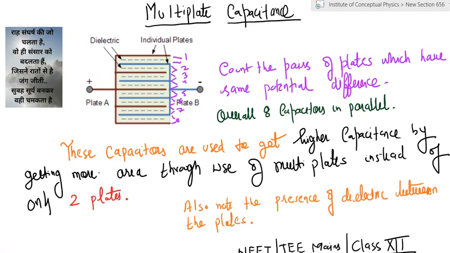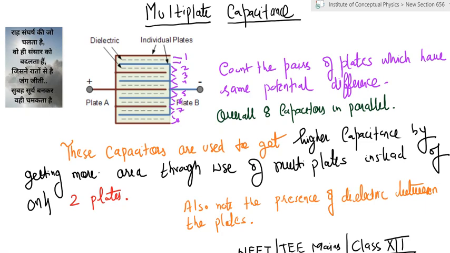Good morning and welcome to this concept of capacitance called multi-plate capacitance. See, multi-plate capacitors are used in industry because they provide a larger capacitance than a normal capacitor.